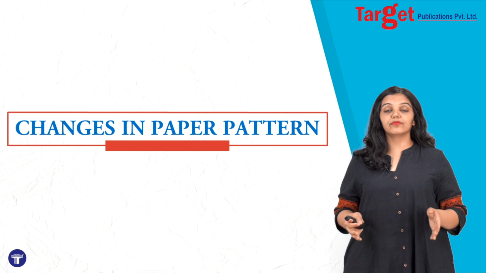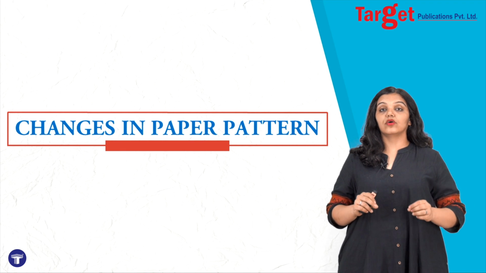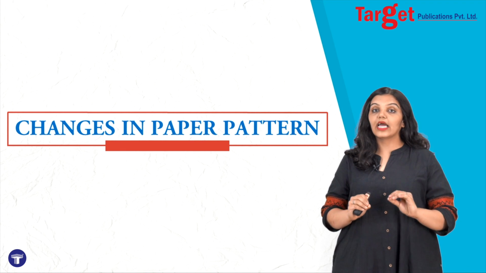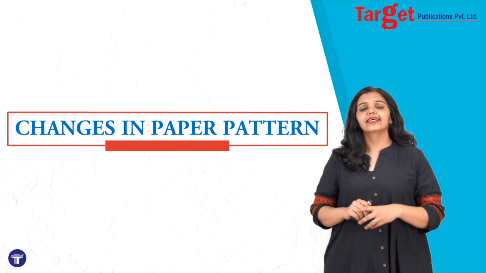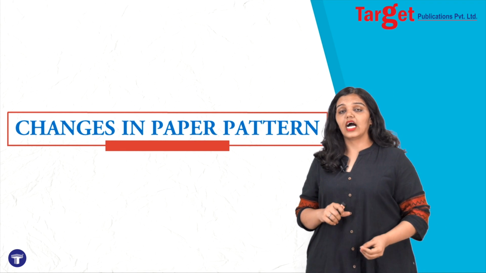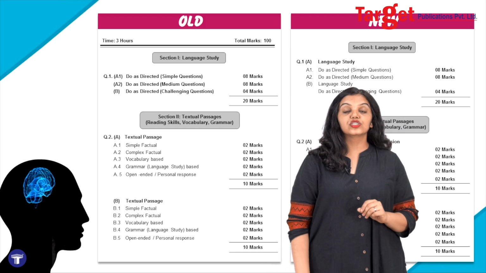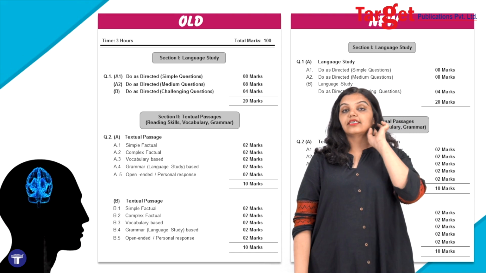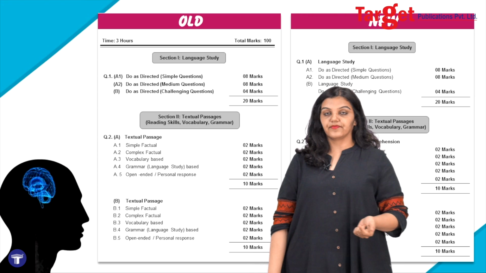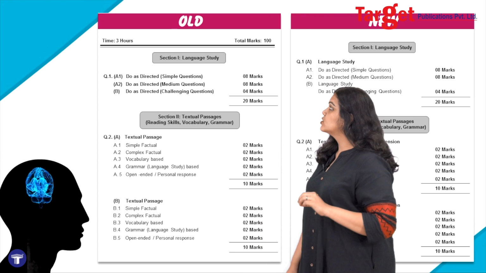Now, as I have mentioned before, this book is based on the latest changes as prescribed by the Maharashtra State Board. So let's quickly take a look at what are the changes in the paper pattern. Now, the major changes for the English medium students have been in the subjects of English and Marathi. Let's take a look quickly at these changes.